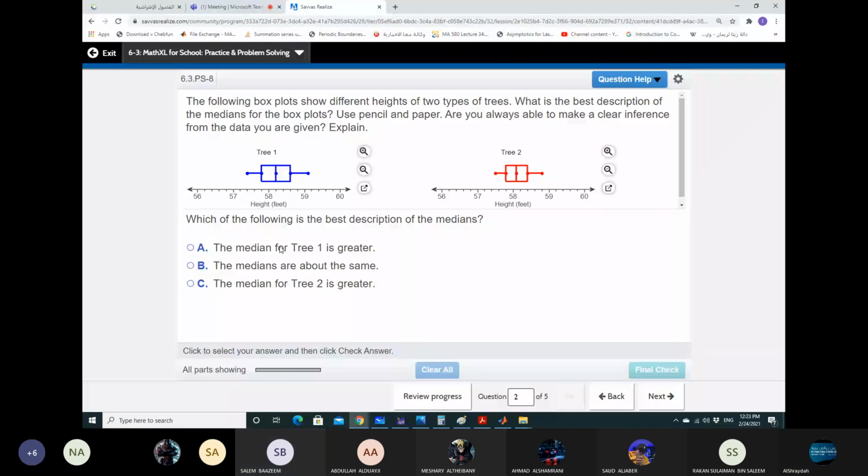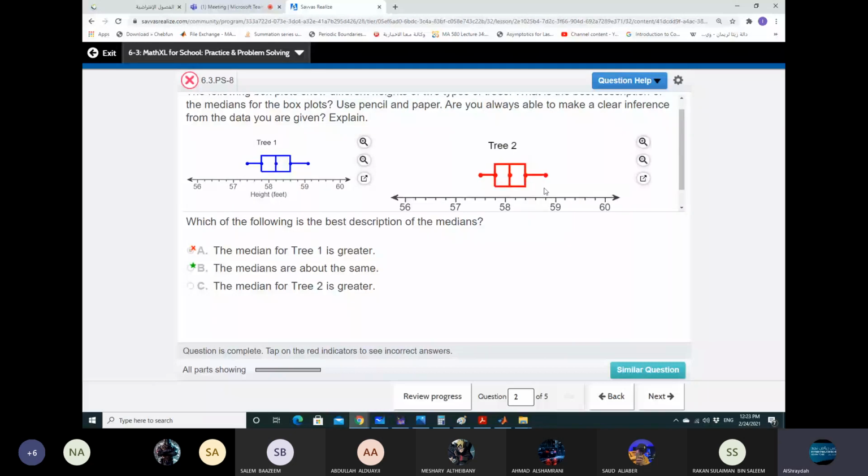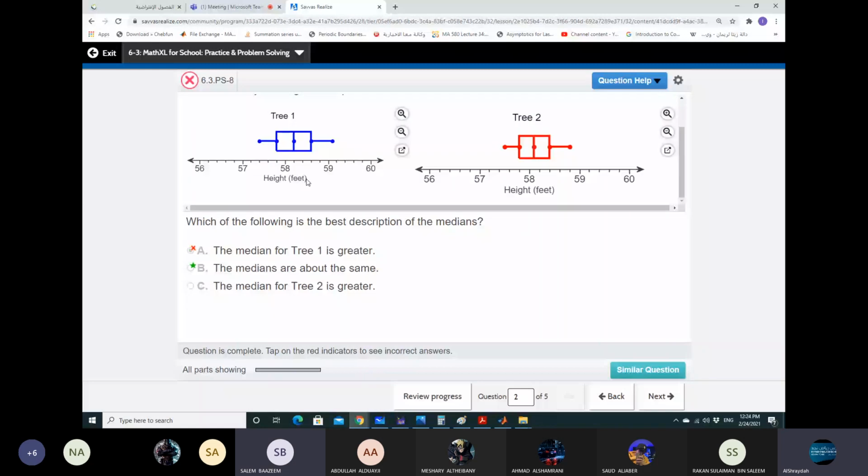Why? They are not the same, yeah? I'm sure they are not the same. Why is it not clear? It's 58.1, and the median here is 58.2, which means that the median of tree 1 is greater. Yes, that's what I chose.